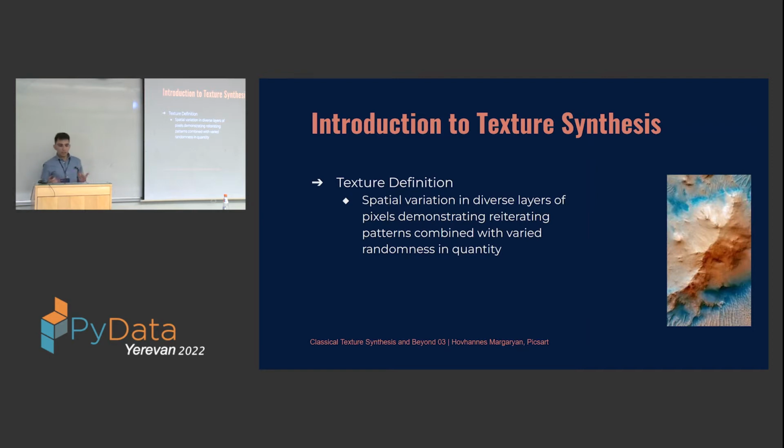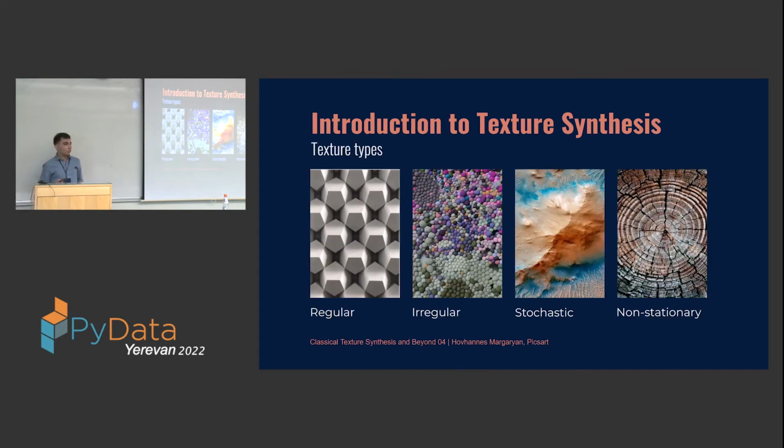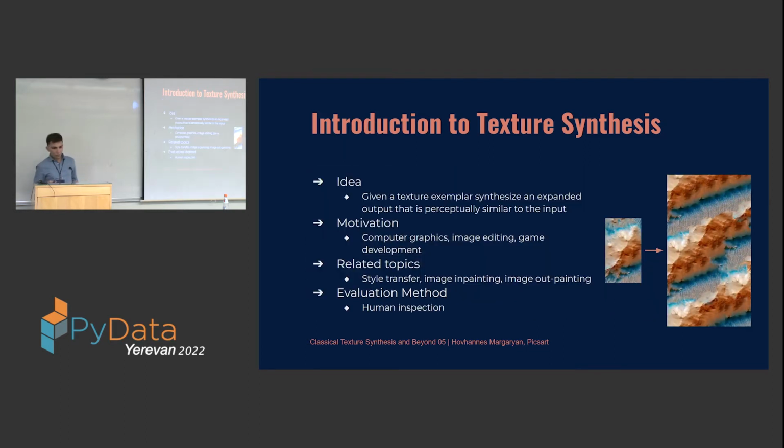So texture is a spatial variation in diverse layers of pixels, demonstrating reiterating patterns combined with varied randomness in quantity. There are essentially 4 types of textures. Regular textures that imitate a regular pattern, irregular textures that are slightly more varied than regular textures, stochastic textures that look like noise but with very high variance, and non-stationary textures that contain large-scale inhomogeneous structures.